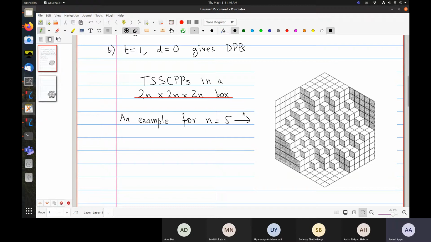So what are TSSCPPs? They are totally symmetric self-complementary plane partitions, and they have the maximum possible symmetry. They are symmetric under vertical reflection and cyclic rotation, and you can see that over here. That implies that they are totally symmetric, so they have all the symmetries of D6, the dihedral symmetries of the hexagon. Further, they have complementation symmetry.